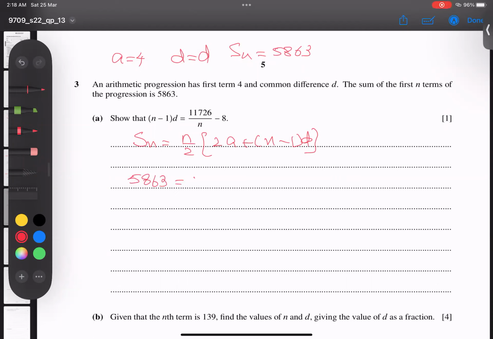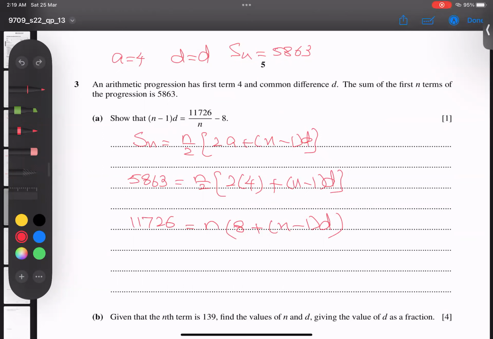5863 equals n, I don't know, into 2 times 4, and again I don't know, and the common difference is still d. Now naturally this 2 goes down, multiplying there. So I got 2, if I check it, 5863 times 2 is coming 11726, as you can see here. And what happens here? n alone, in the bracket 8 plus n minus 1 into d. I'm not expanding because I can see that it's still available as it is without expanding.